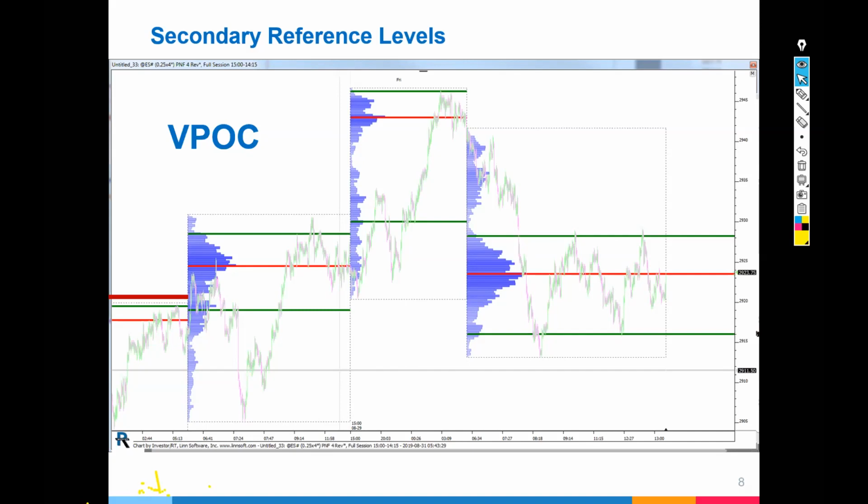Prior session highs or lows. How about the same question about highs and lows? Are they still relevant after they're taken out? Absolutely. Absolutely. Same scenario.